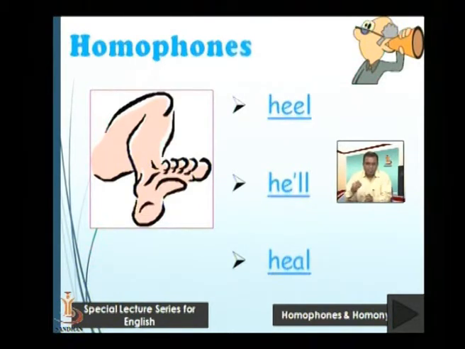Then fill, F-I-L-L. Filling means to put something into something else. I filled my pen with ink. I filled ink in my pen. I filled the glass with water. So F-I-L-L, fill is used there. And feel is feeling, how one feels. That is F-E-E-L. So these are very common examples.